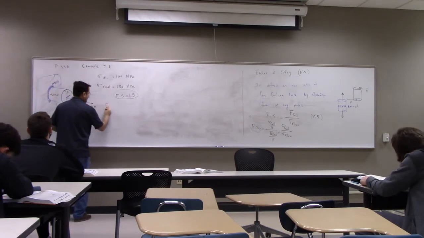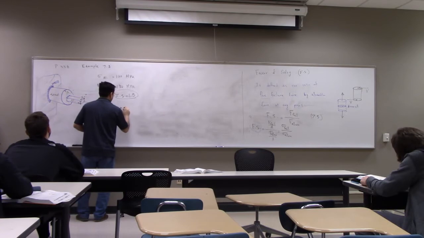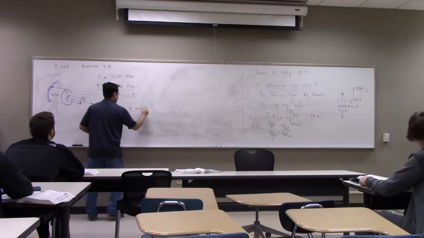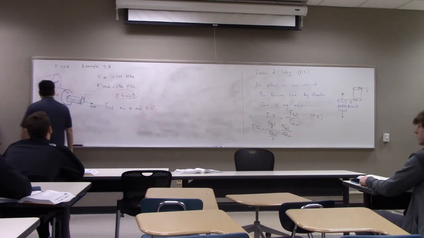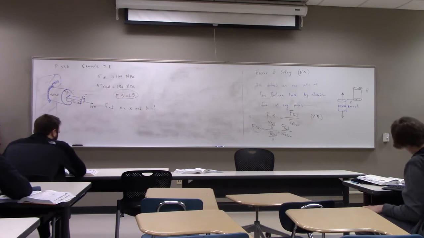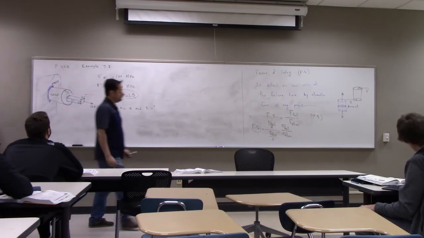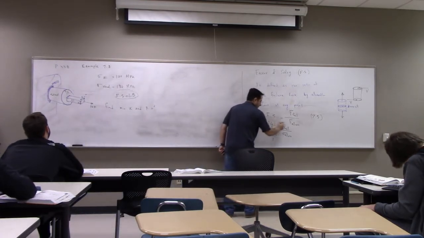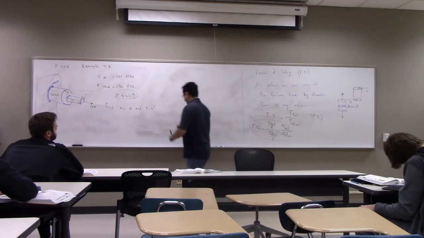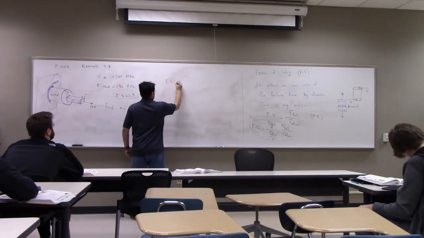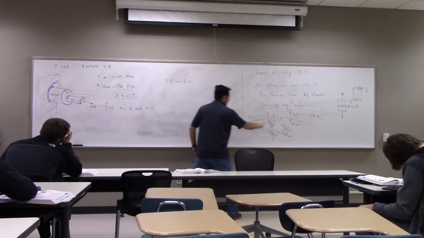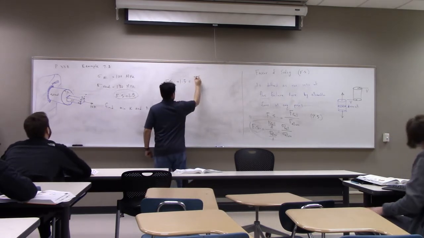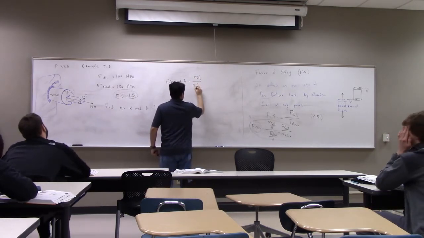find the minimum x and r such that this structure will not fail. Right? So what should I do? Well, you see this equation, use this equation. You have a factor of safety, which in this case is 1.5, defined as sigma fail divided by sigma allowable.